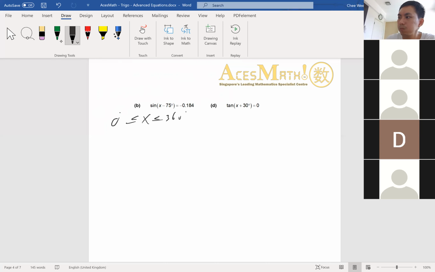So then it's 0 is greater than or equal to x minus 75, which is greater than or equal to 360 minus 75, which is just 285. Then, wait.